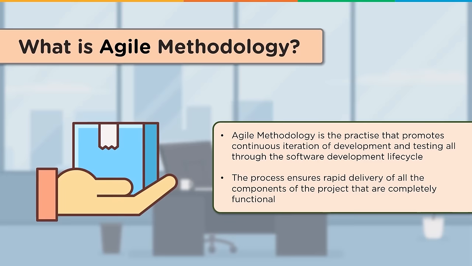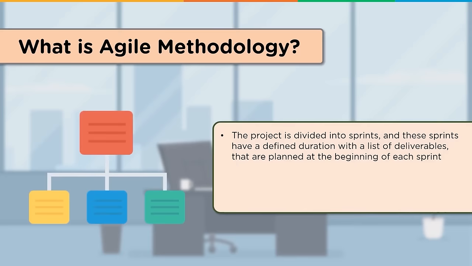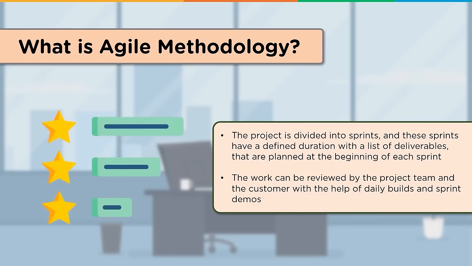In Agile, the tasks are divided into small timeframes to deliver specific features for a release. These divisions are known as sprints, and these sprints have their own set of deliverables which are decided at the beginning of each sprint. The work can be reviewed by the project team and the customer with the help of daily builds and sprint demos. Demo working software is considered to be the best means of communication with the customers to understand their requirements and not just depending on documentation.